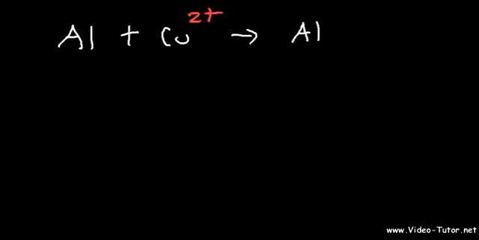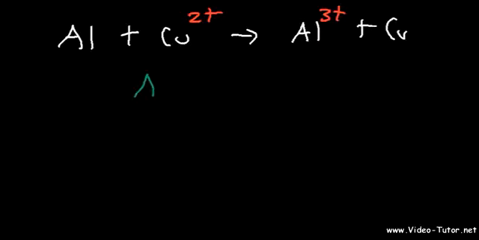Let's try another example. Al plus Cu 2 plus converts to Al 3 plus and Cu. Now this reaction isn't balanced because the charges are different, even though the number of atoms are the same.